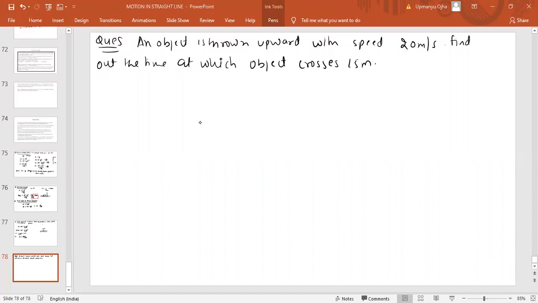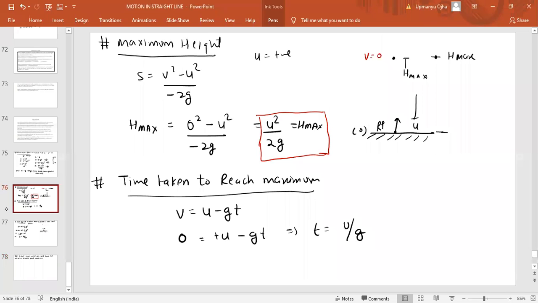Can you do this problem now? An object is thrown upward with the speed of 20 meter per second. Find out the time at which the object crosses 15 meters. You will get the exact answer. The answer is 1 and 3 seconds. Very good.